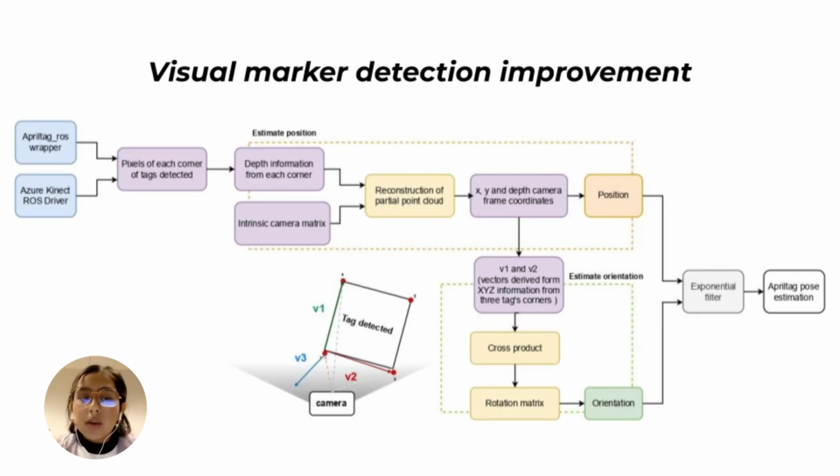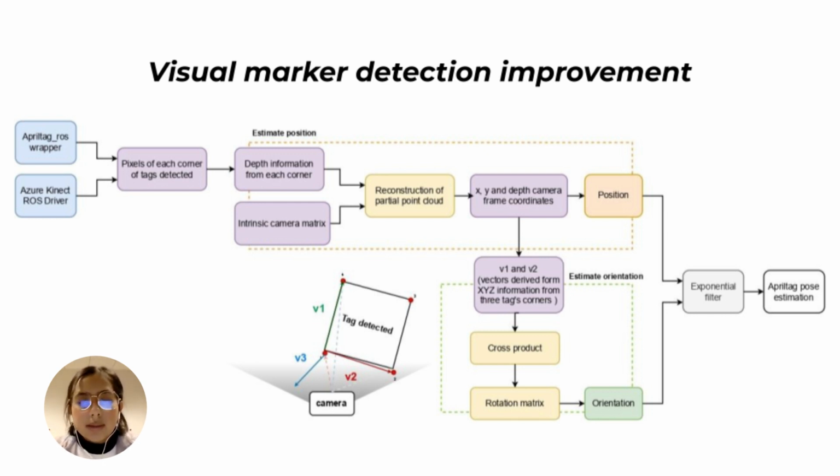Visual marker detection improvement was made using the AprilTag ROS grabber and the Azure Kinect ROS driver. So basically with these tools, I am able to obtain the pixels of each corner of each tag detected. The position improvement was made by obtaining X, Y, and depth camera frame coordinates, making a partial reconstruction of the point cloud, using depth information of each corner and the intrinsic camera matrix values. For the orientation improvement, the rotation matrix is obtained by using the cross product between V1 and V2, which are vectors obtained from the X, Y, and Z camera frame coordinates of each tag.